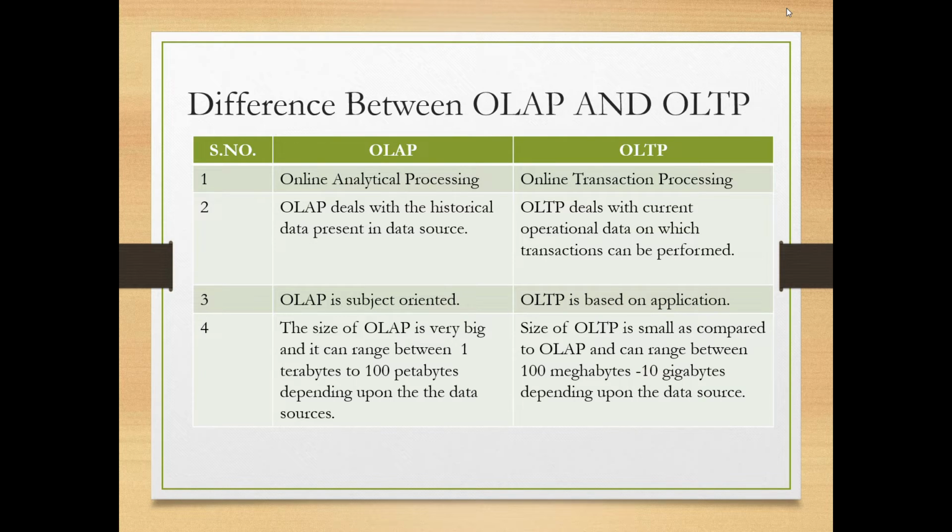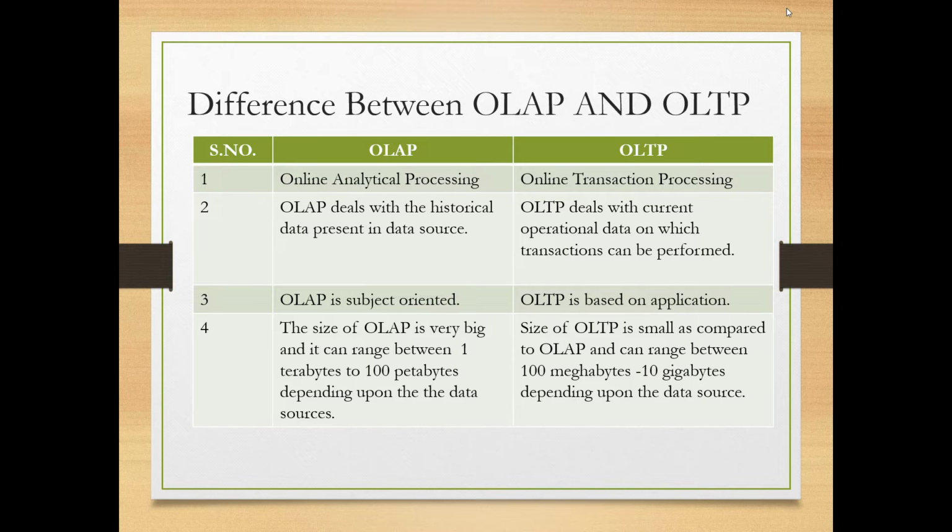But OLTP is performed in DBMS, and DBMS has current up-to-date data and day-to-day changes take place in the data in DBMS. So OLTP deals with the current operational data on which transactions can be performed. OLAP is subject oriented. OLTP is based on application.